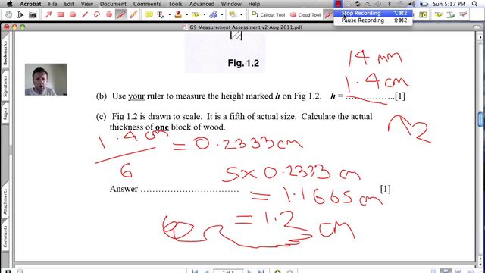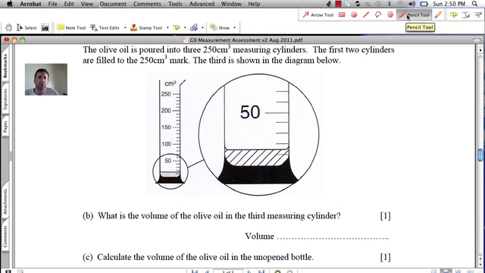Restart again. Alright, olive oil was poured into three 250 cm³ measuring cylinders. Three, alright. The first two cylinders are filled to the 250 cm³ mark. Okay. The third has a little bit more, it's not to 250. So where does the third one go? It goes to here. So how much is that?